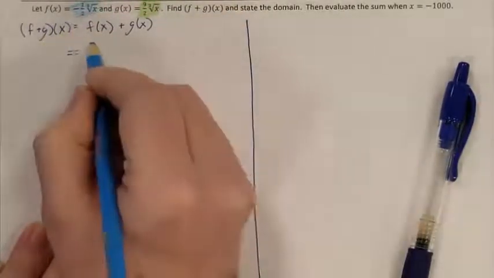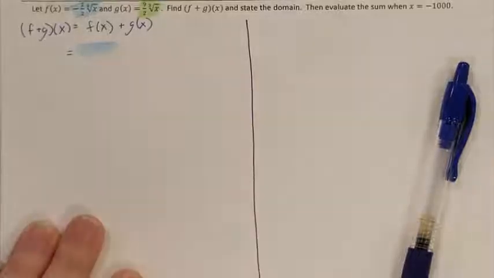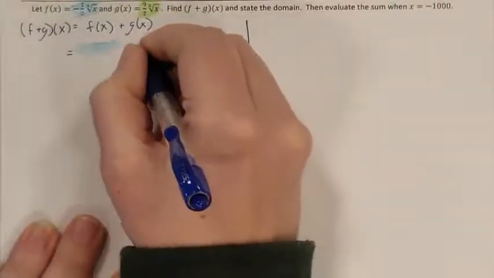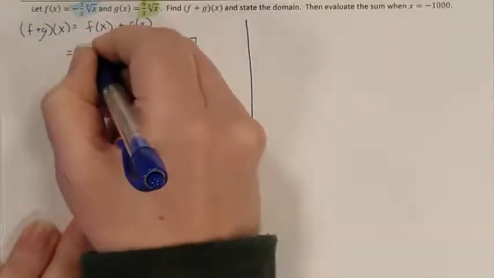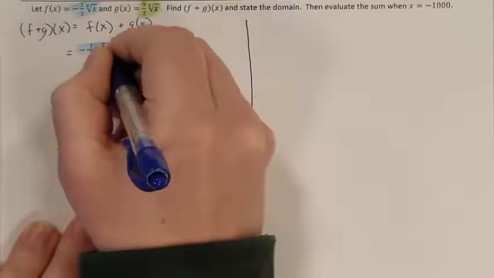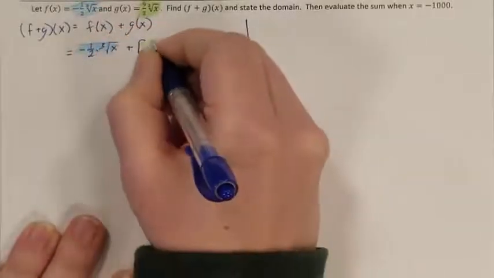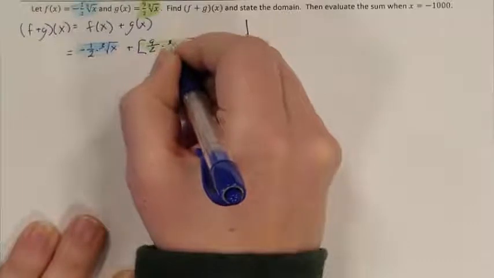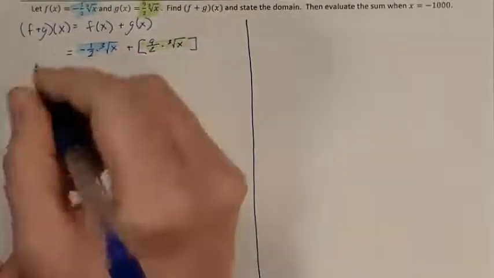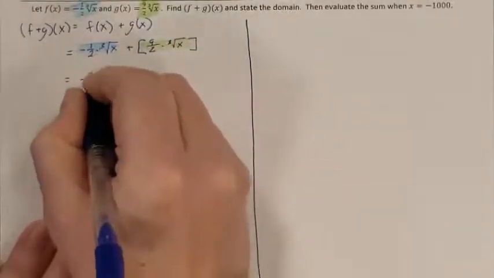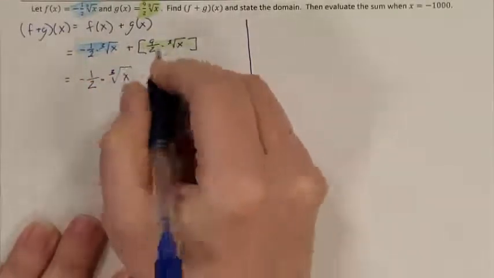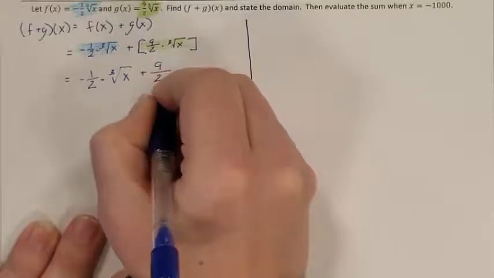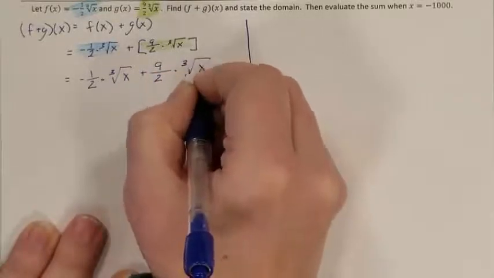So here is going to be my f rule, and I need to make sure that I add that to the full complete g rule. So what was my f rule? It was the negative 1/2 times the third root of x. My g rule was the 9/2 times the third root of x. So what do I have? I have a negative 1/2 times the third root of x, and I'm being asked to add this entire 9/2 times the third root of x.